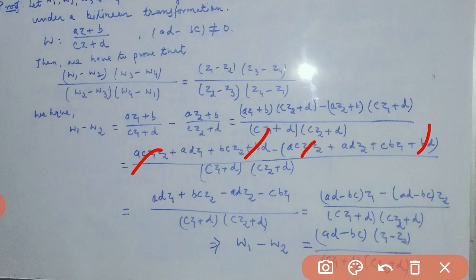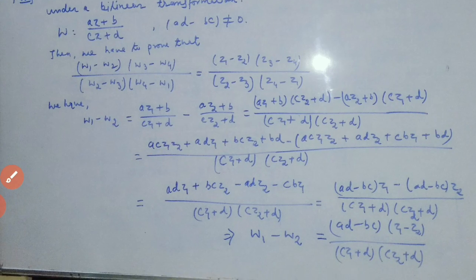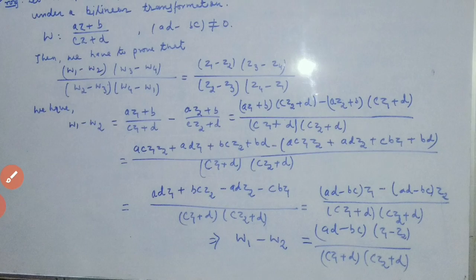And this value will become AD minus BC common, so we have Z1, minus AD minus BC again common, so we have Z2. So after simplifying this value, we have W1 minus W2 equal to (AD minus BC) into (Z1 minus Z2) divided by (CZ1 plus D) into (CZ2 plus D).